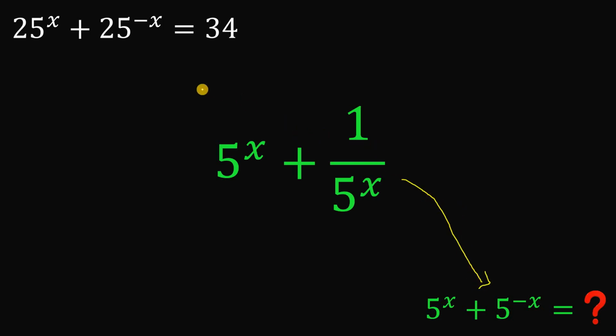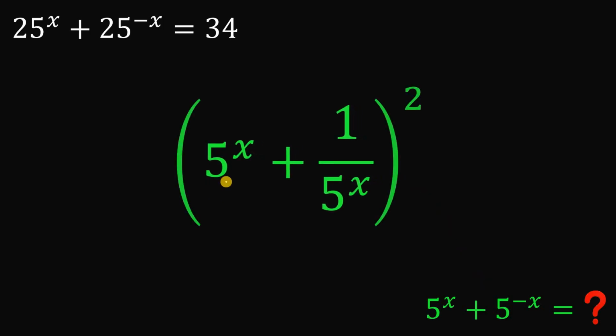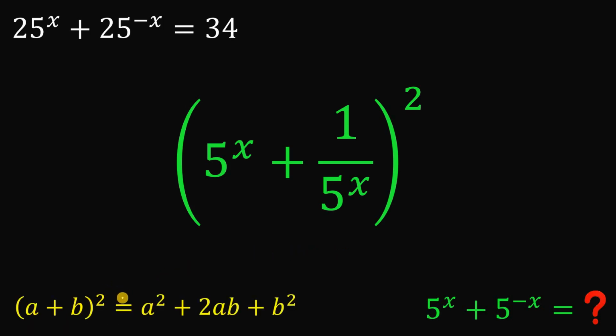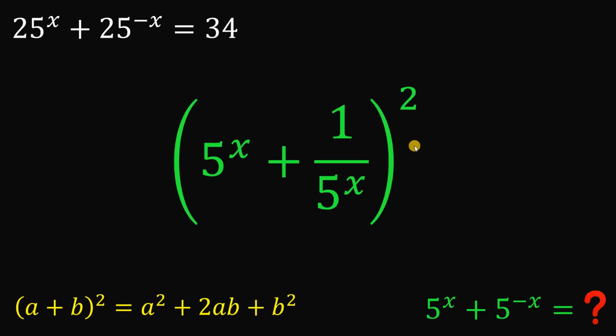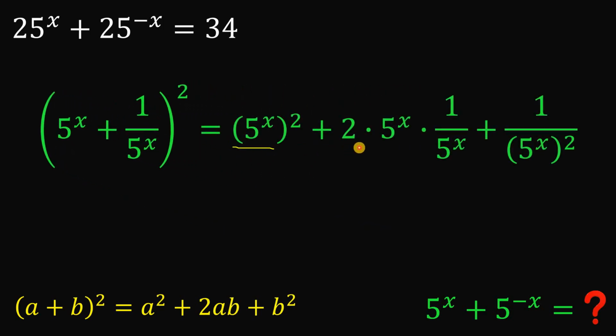Alright, now, the goal is to find the value of this, and the given is 25 raised to the power of x. So we have here 5. And to have 25, what we're going to do is, of course, to square this expression. And to square this, we will apply the square of a binomial. So if we have a plus b raised to the power of 2, this is simply equivalent to the square of the first term plus 2 times the product of the first and the second term plus the square of the last term. So if we apply this to our expression, we have the square of the first term plus 2 times the product of the first and the second term plus the square of the last term.